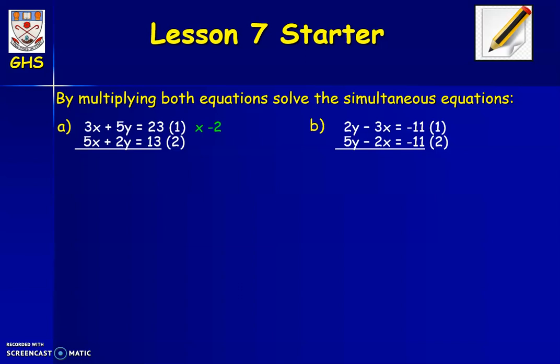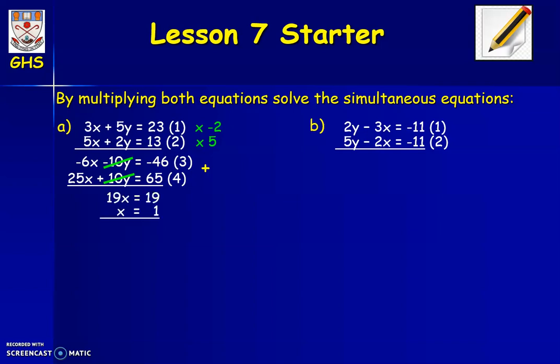Remember, one of the values needs to be negative so that we can get opposite signs. So equation 1 will become minus 6x minus 10y equals negative 46. Equation 2 becomes 25x plus 10y equals 65. Remember, every single term is multiplied by the value. Now we can eliminate. So we add the two equations together to eliminate the y terms. This will give us 19x equals 19.